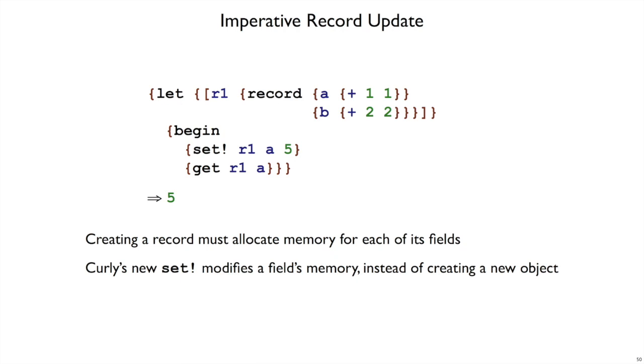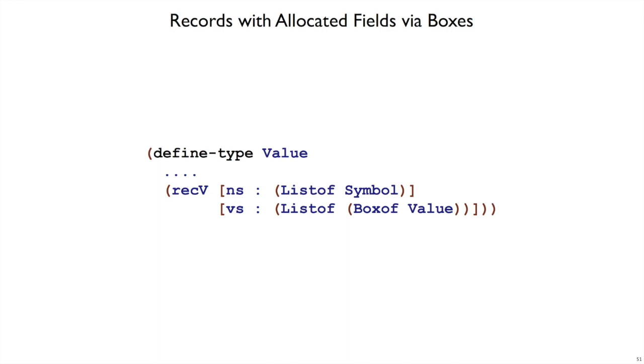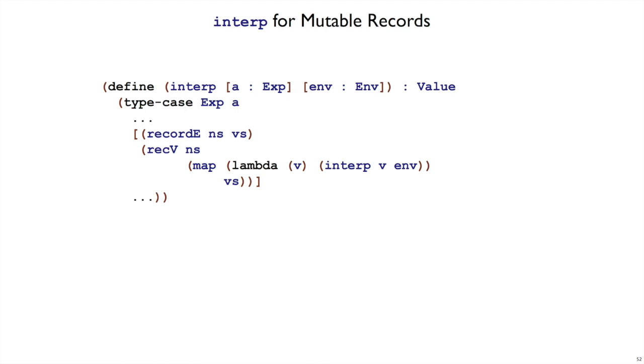Now we know in principle how this works from our work implementing boxes in a store passing interpreter. As a first cut, let's just use boxes. Let's assume that we understand how Plait boxes work, so let's use Plait boxes to implement record boxes. That is, represent the memory for each individual field in a record. So I'm going to change my recV to have a list of symbols still, but instead of a list of values, it's going to be a list of boxes of values.